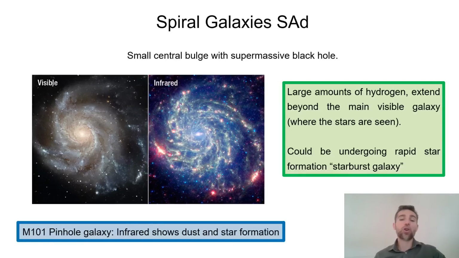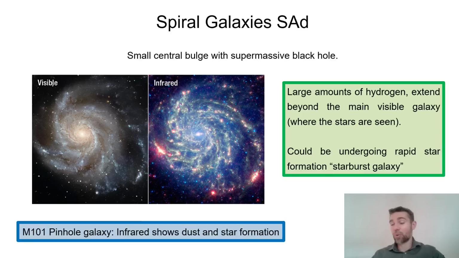Now, if we go to the younger ones, these are your late stage ones. Again, hopefully got that the right way around. These have got a smaller central bulge with a supermassive black hole. You can see in the visible and the infrared that there is star formation occurring. There's large amounts of hydrogen there, and it can also extend well beyond the galaxy itself and undergo star formation. This one here is the Pinwheel galaxy, and in the spiral arms you can see quite intense regions of star formation. That's where this hydrogen gas is collapsing as it goes into the spiral arms.